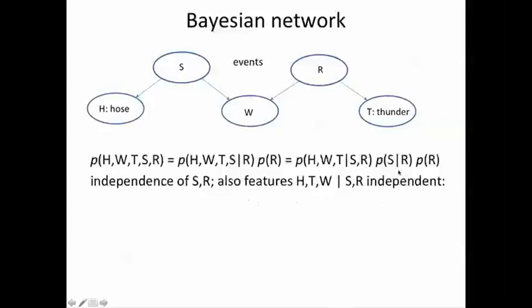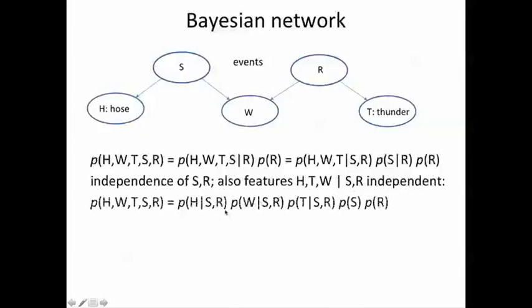And this lets us factor this further as probability of H given S and R times the probability of W given S and R times probability of T given S and R, and because of independence of S and R, we get probability of S times probability of R.